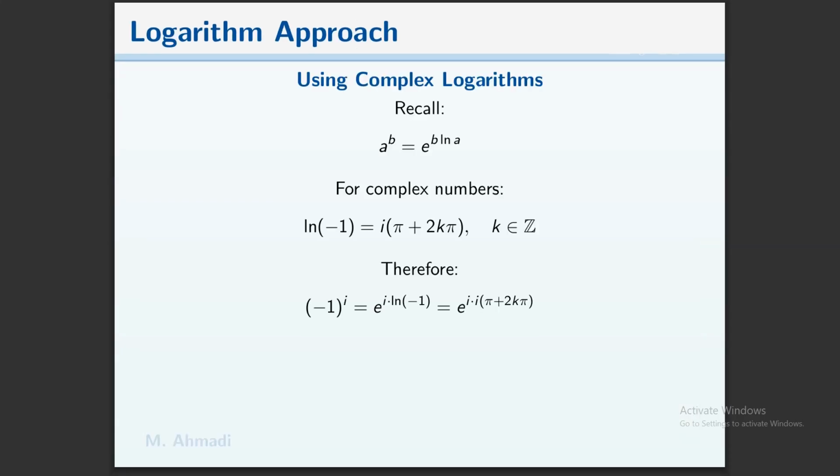Also, we can use the logarithm approach, using the complex logarithm, like how a to the b equals e to the b multiplied by ln a.